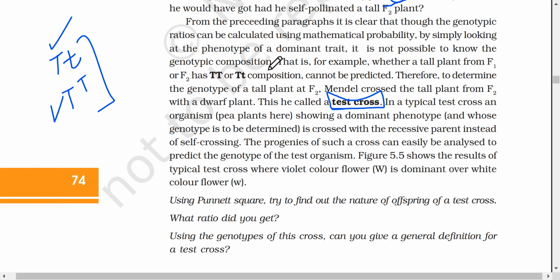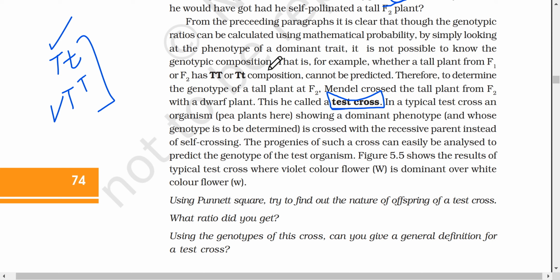by simply looking at the phenotype of a dominant trait, it is not possible to know the genotypic composition. Obviously, देख के कैसे पता चलेगा genetic makeup क्या है? That is, for example, whether a tall plant from F1 or F2 has TT or Tt composition cannot be predicted. जो मैंने यहाँ लिखा. Therefore, to determine the genotype of a tall plant at F2, Mendel crossed the tall plant from F2 with a dwarf one. This is called a test cross.